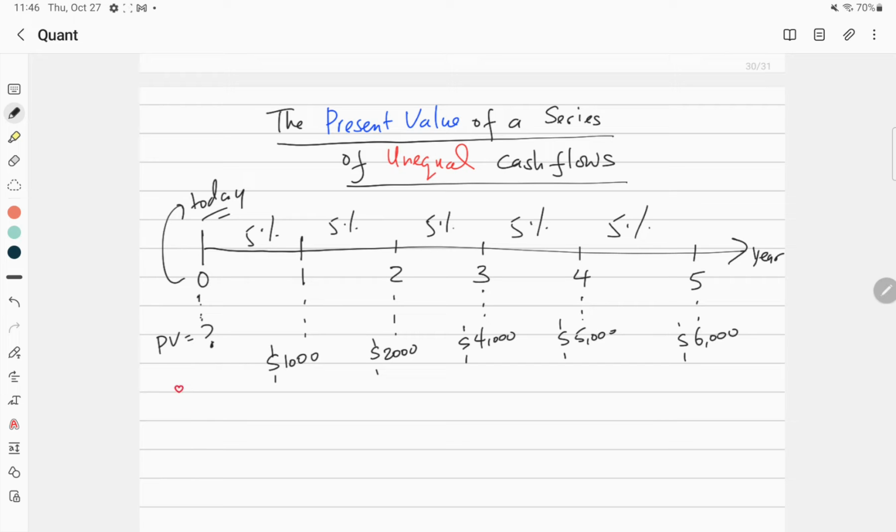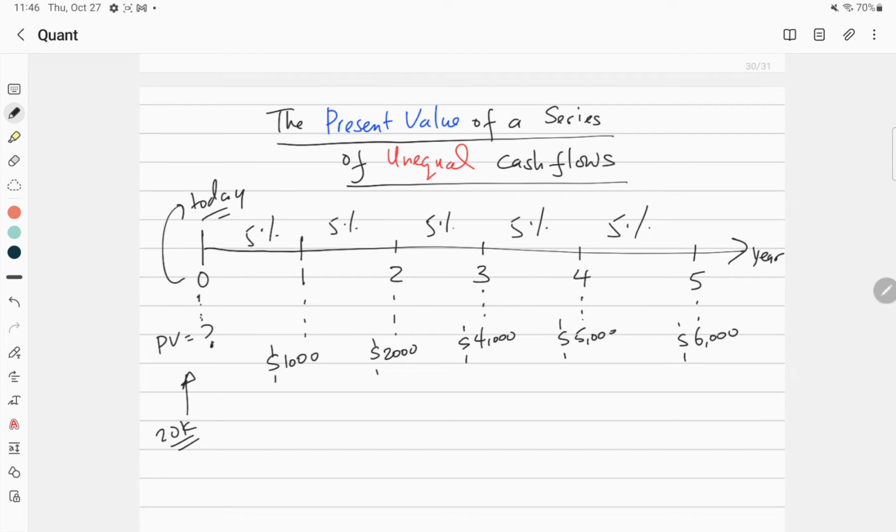Now, let's say this investment manager comes and says, give me 20,000 today, and at a 5% interest rate I manage this money, and I'm going to pay you $1,000 at the end of the first year, $2,000 at the end of the second year, $4,000 at the end of the third year, $5,000 at the end of the fourth year, and $6,000 at the end of the fifth year. Invest $20,000 today, and you'll receive these cash flows for the next 5 years. Now, are you going to give him this $20,000?